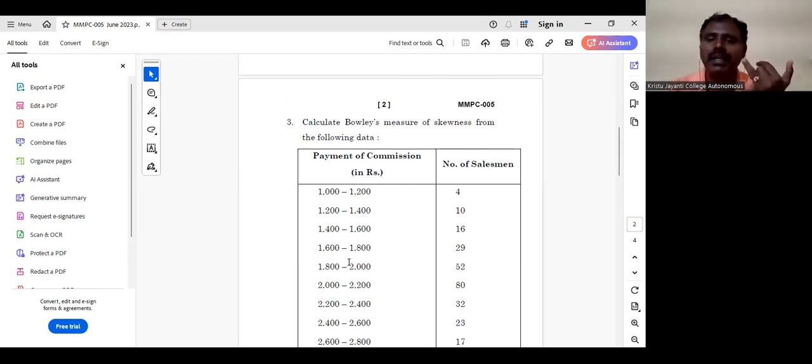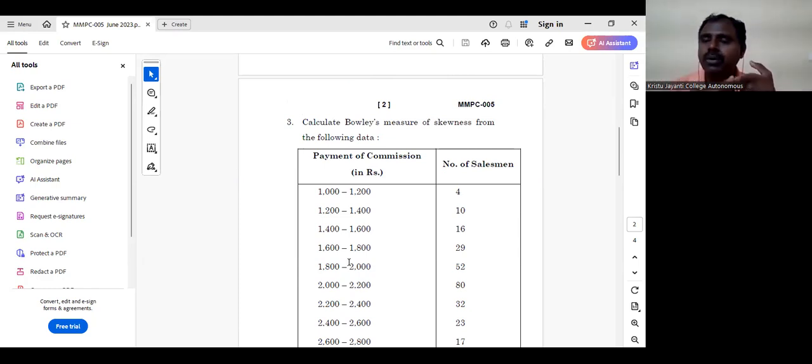How are we calculating the median? Here we find the less than cumulative frequency, and then the median is the value of the n by 2 item. Then, the same procedure: check in the less than cumulative frequency column whether the value of n by 2 is there. If it is, the corresponding class interval is known as the median class. Then we write the median formula and substitute the values. We'll get it. That median is nothing but Q2.